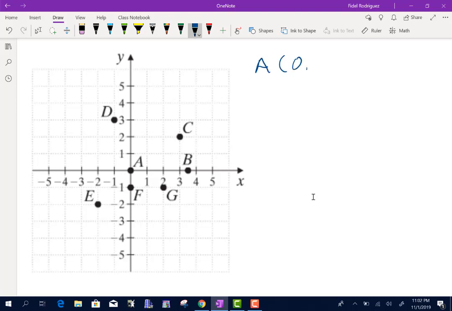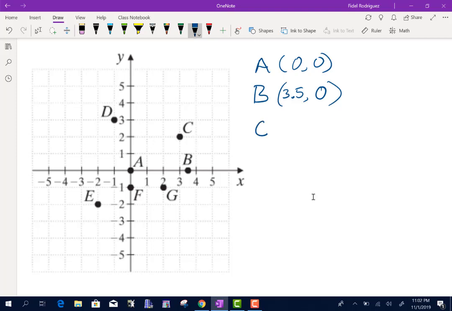So wouldn't the point A have to be 0, 0, because we're not moving to the left, we're not moving to the right, we're just staying right there in the middle? Look at point B. So guys, remember, the first number should always be the number that goes to the left or to the right. So if I look here, here's point B. We're right in the middle between 3 and 4. So 3.5. Because we didn't go up or down, the second number is going to be 0.